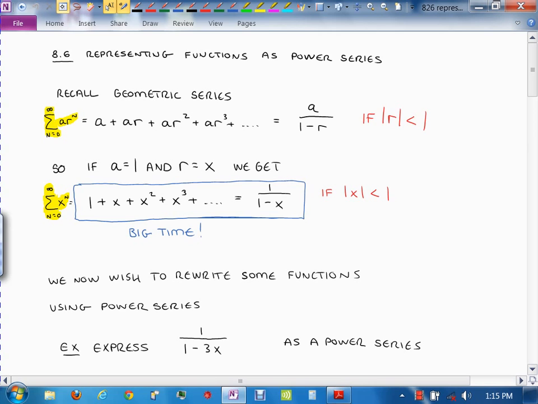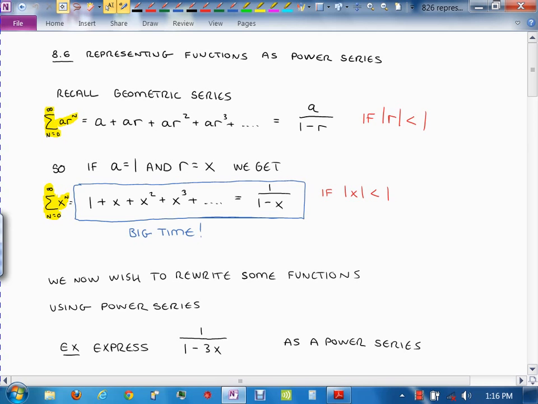All right, 8.6. I'm going to do this like I did last class. I'm going to present the notes on the board, and then when it comes to examples, they're already written out here, but I'm going to do them on separate paper. And we will start with the title of the section, representing functions as power series.